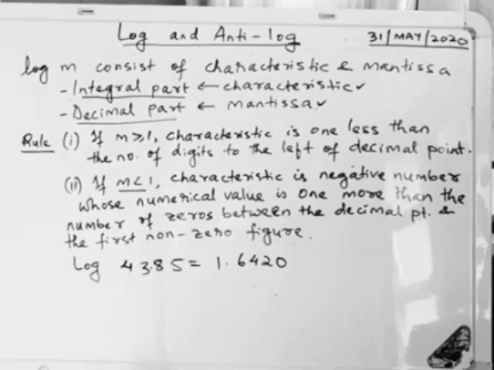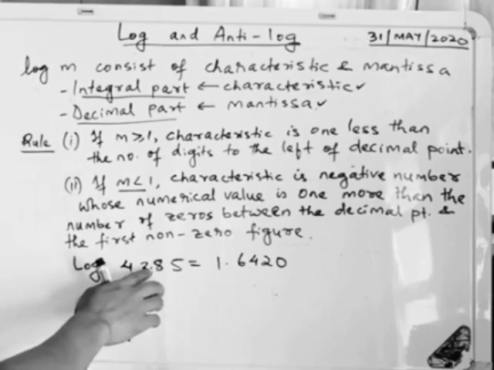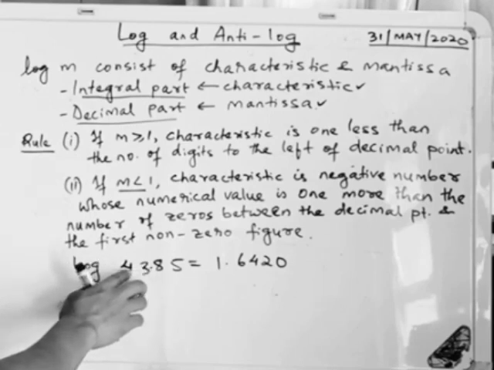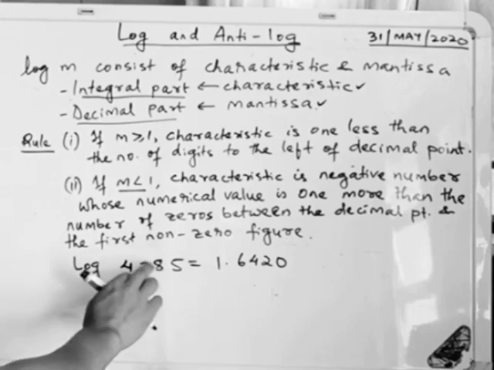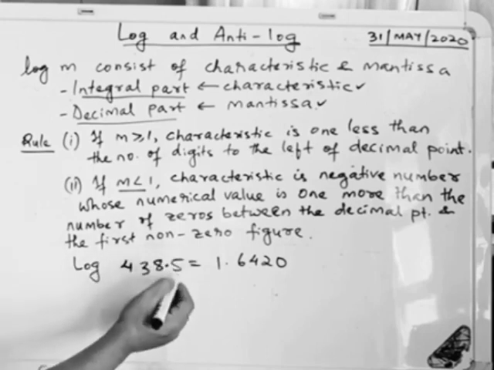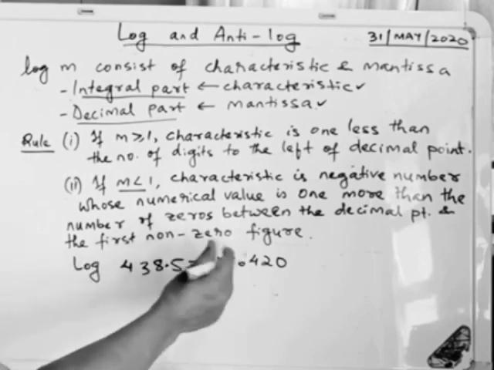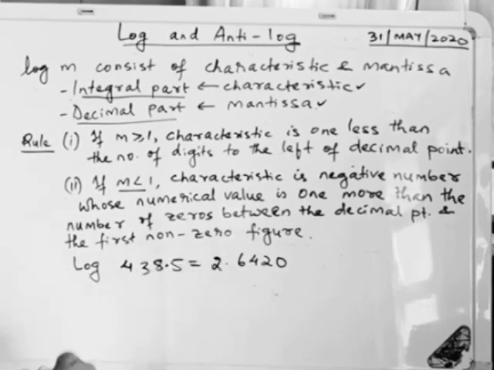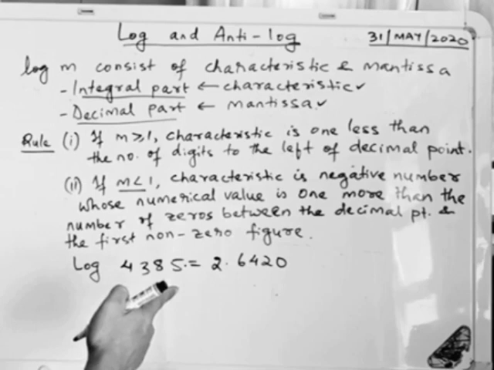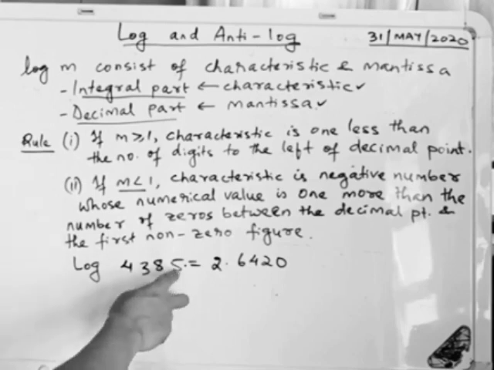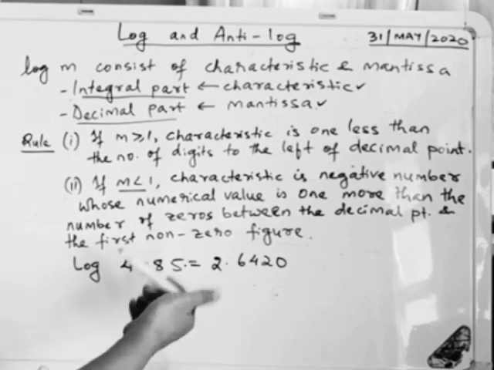Let's go back to the first example. Here the decimal point was inserted after the second digit. That means the number of digits to the left of the decimal point is 2, minus 1 is 1. If the decimal point comes here, for example, the number of digits to the left of the decimal point is 3, minus 1 means here we should get 2. If the decimal point comes here, then the number of digits to the left of the decimal point is 1, 2, 3, 4. That means 4 minus 1 should be 3.